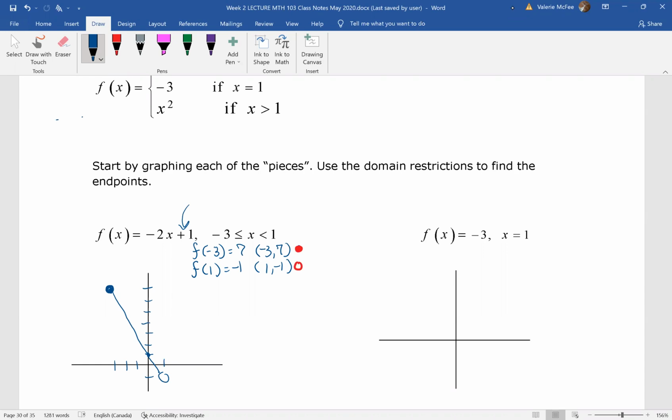Pause your video and find the endpoint for the second piece. You found the f of 1 that equals -3. Remember, this is a single point on the graph because we just want the graph where x is equal to 1, not where x is greater than 1 or less than 1, just equals to 1. And of course, we have a closed circle there because it is equals.